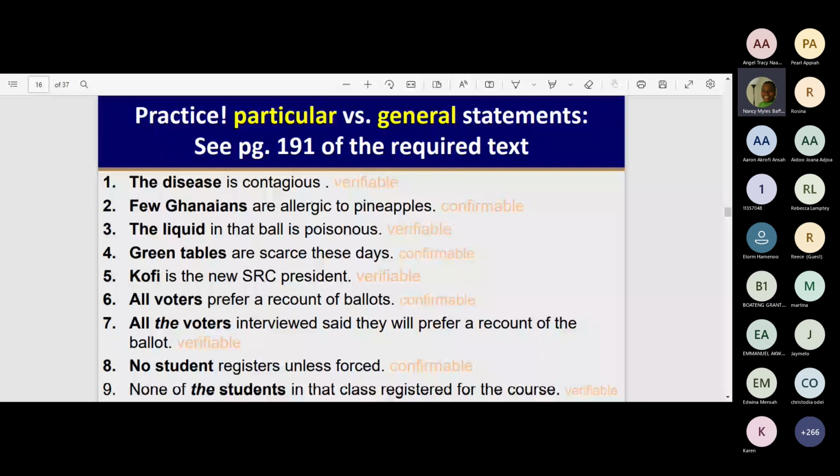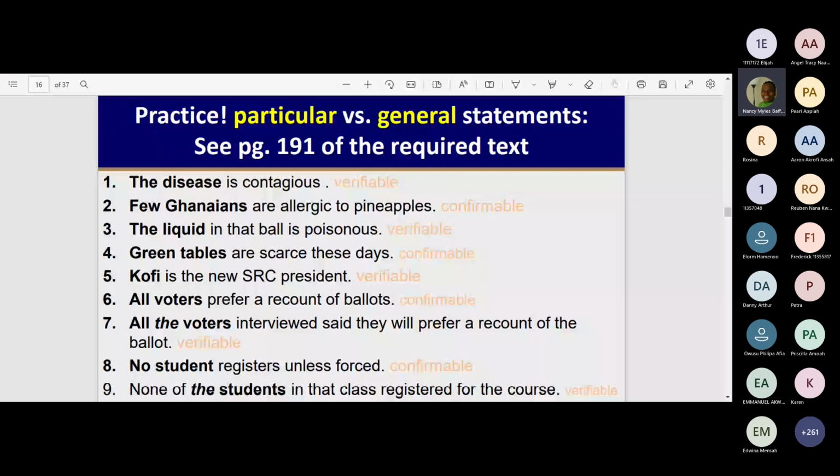Example 7, almost done. Particular. Example seven is unambiguously particular. If I wanted to count all the voters interviewed, I could count and get them. That's example 7.